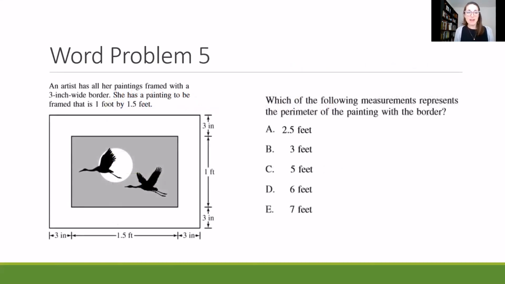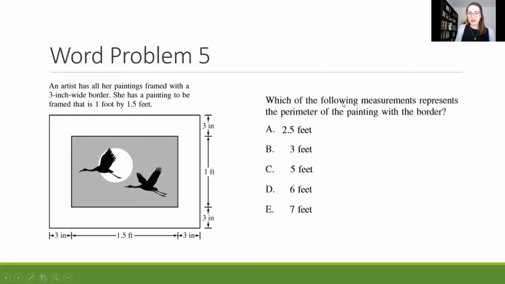For word problem 5, it says an artist has all of her paintings framed with a 3-inch wide border. She has a painting to be framed that is 1 foot by 1.5 feet. Which of the following measurements represents the perimeter of the painting with the border? So here we have a picture of our painting and we can see that all of our answers here are written in feet. But one thing I noticed right away is that our measurements here have inches and feet combined.